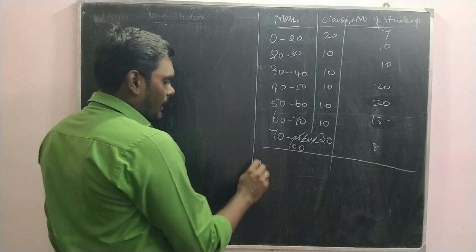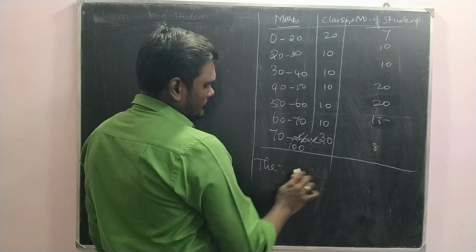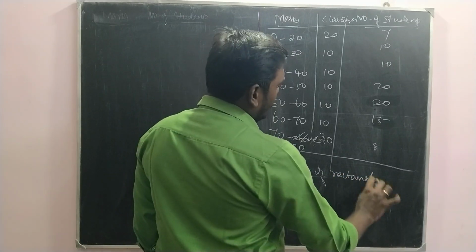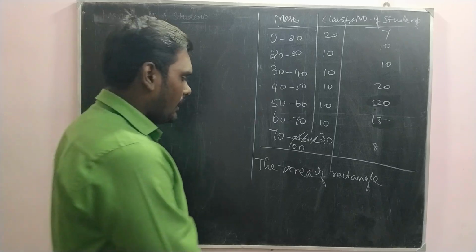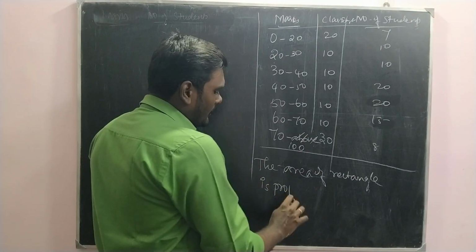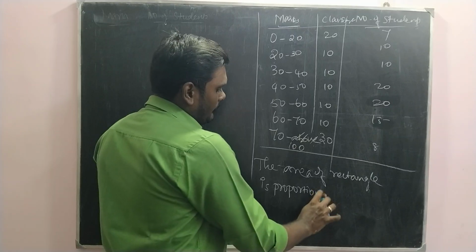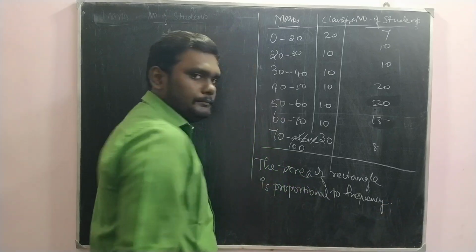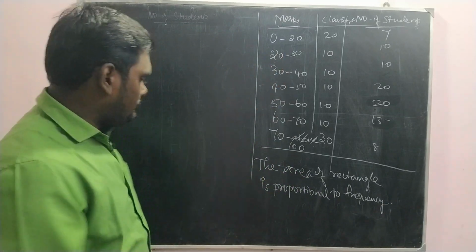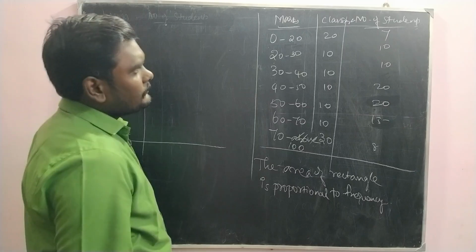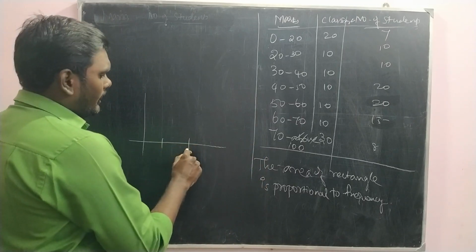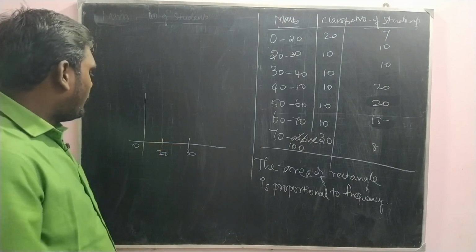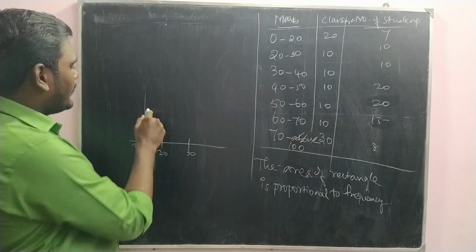Why? Because the area of the rectangle, what I mean here is that the bar of the histogram, the area of the rectangle is proportional to the frequency. If you are drawing like this, for example, let us draw here. 0 to 20, 20 to 30, like we have separate variations. See, if you draw a rectangle here of height 7, you will draw, right?